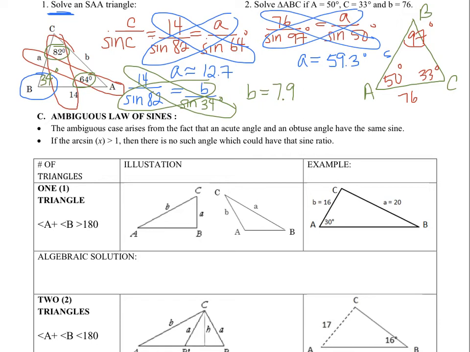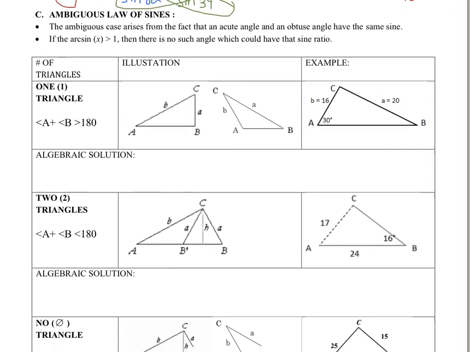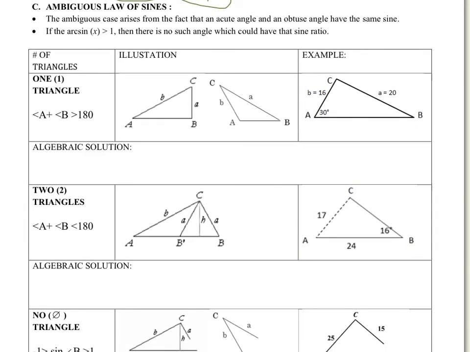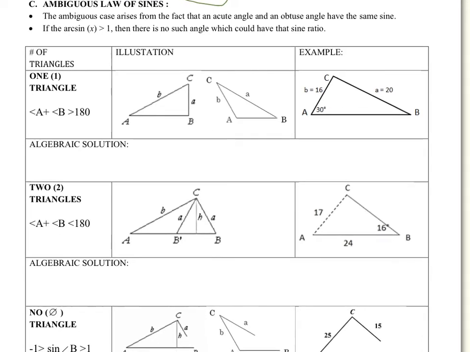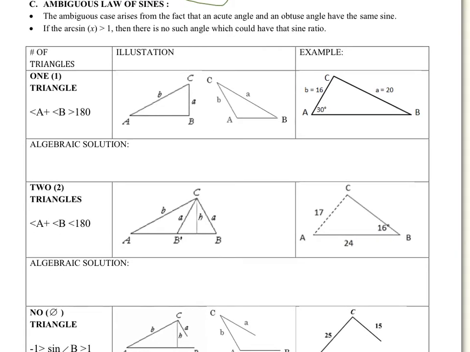So we're going to look at a couple of different problems, and I'm going to show you how when you work through these different problems, you can either get one solution, you can get 2 solutions, or you could get no solution. As you work through these problems, the ambiguity comes in as to which one of these outcomes we're going to have. Are we going to have 1 triangle, 2 triangles, or no possible triangle?